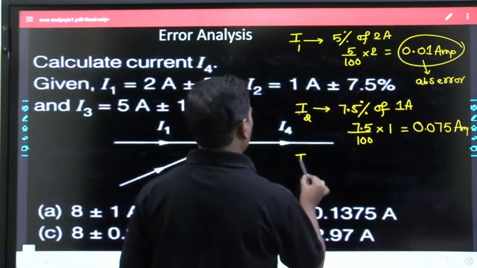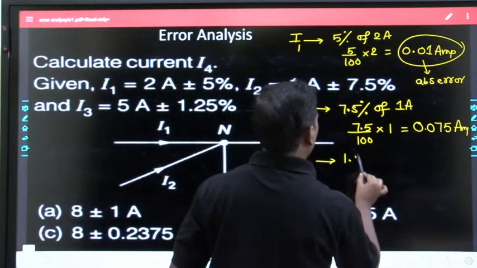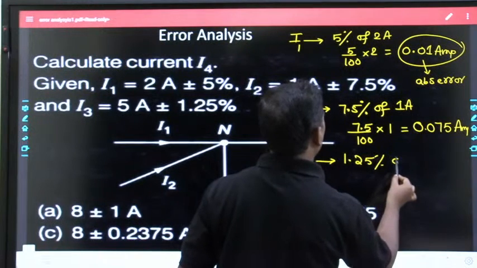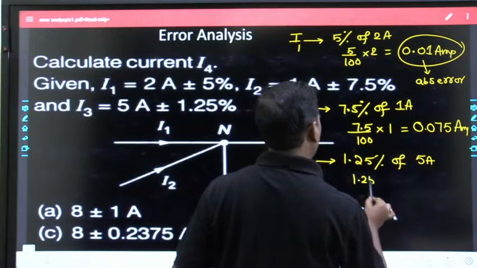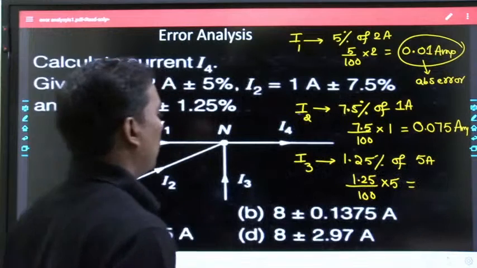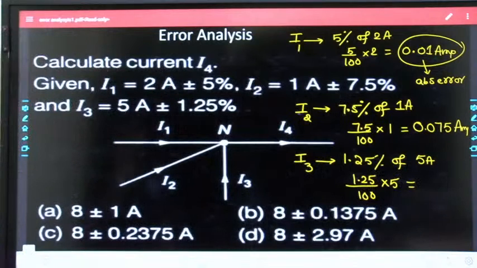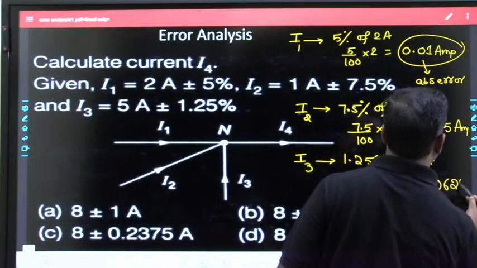Next comes I3. How much is the error in I3? 5 amperes plus or minus 1.25%. 1.25% of 5 amperes. That means 1.25 by 100 into 5. That will be how much here? 625 by 10000, that is 0.0625. Am I right? 0.0625.